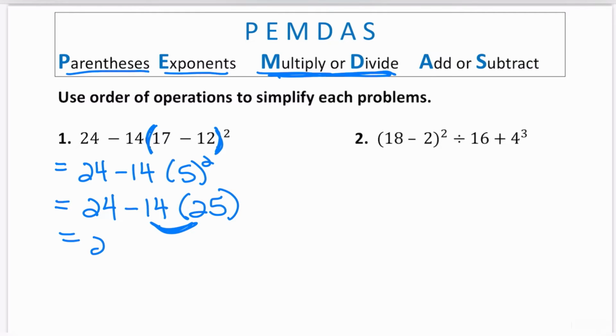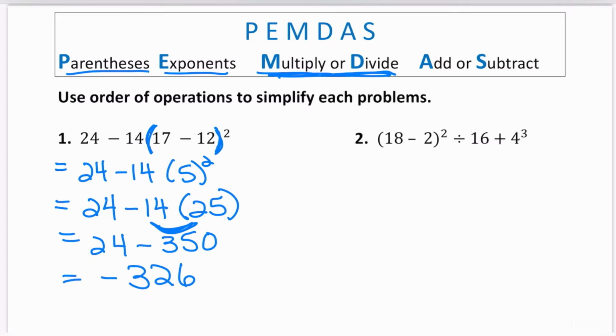So this means 24 minus 14 times 25, which is 350. So if I do 24 minus 350, I'm going to end up with negative 326. So the answer is negative 326.